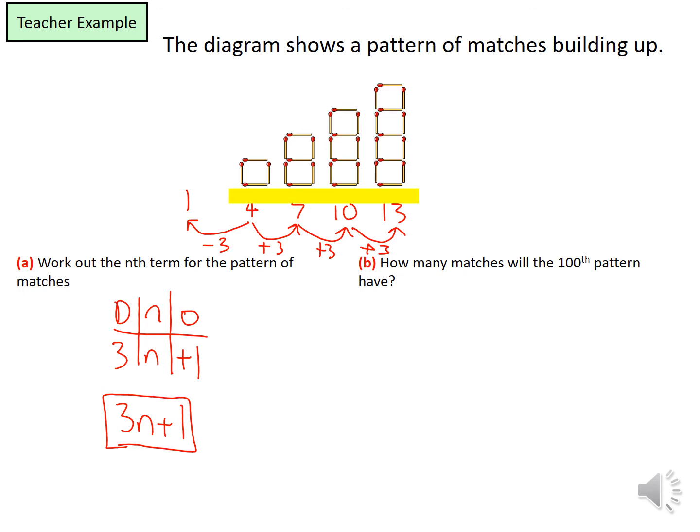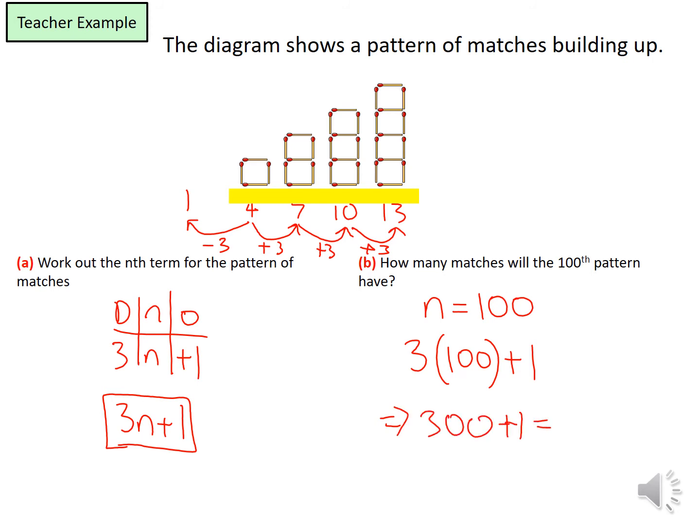How many matches will there be in the 100th pattern? So to find the 100th pattern in this sequence, we must make n equal to 100. Then we should substitute n equals 100 into our n-term expression. So 3 times 100 plus 1 will give me 300 plus 1, which is in fact 301 matchsticks.